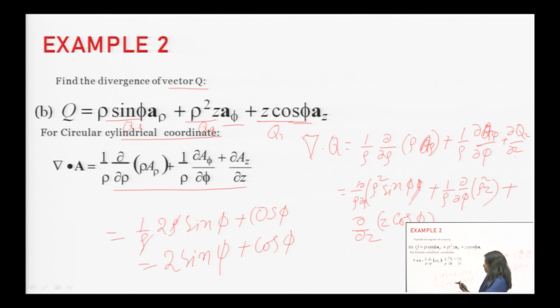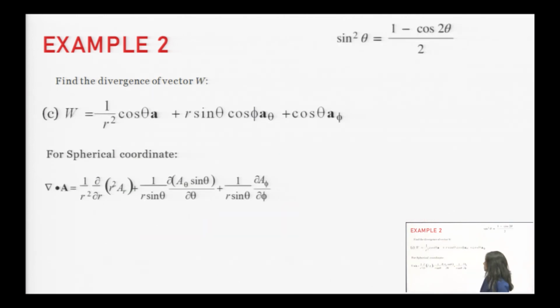So in this way we can solve other problems also. For example, this vector function is given in spherical coordinate, because here we can see that there are two kinds of angle, phi and theta. For spherical coordinate the formula for divergence is given like this. So we need to apply this formula to solve such kind of problem. This one is just for practice, you can practice at home.